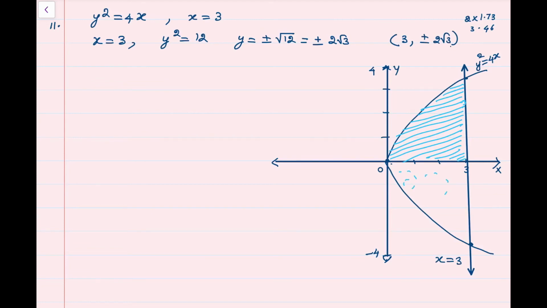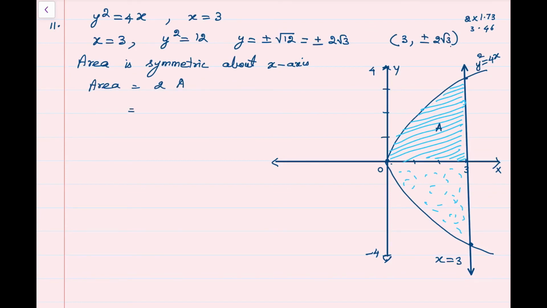And the area is symmetric about x-axis. So we will find area A and multiply it by 2. Therefore, the required area is 2 times area A, which is 2 times integral. I am doing with respect to x. Therefore, the limits for x are 0 to 3. Y dx is the formula. Let us substitute y from the parabola equation. X is equal to 3 becomes a limit here.